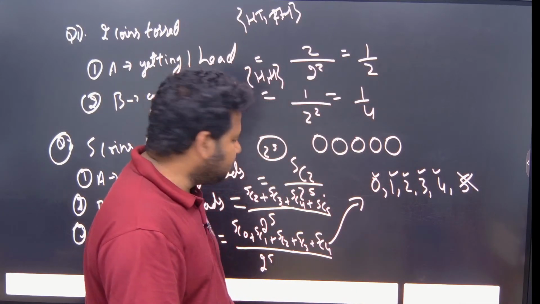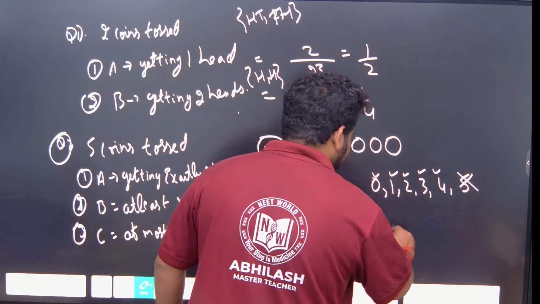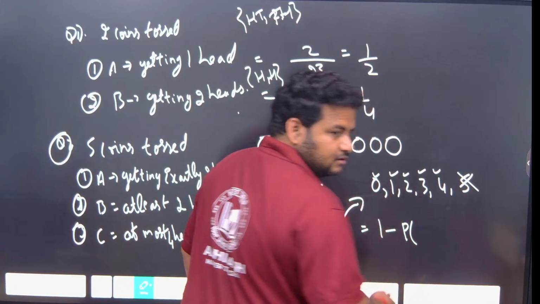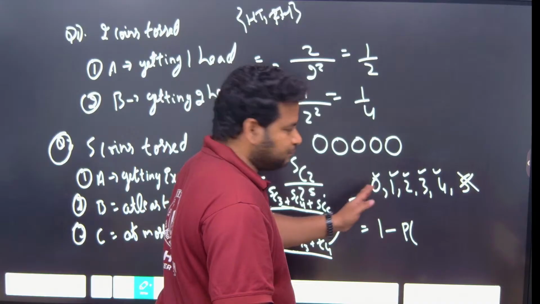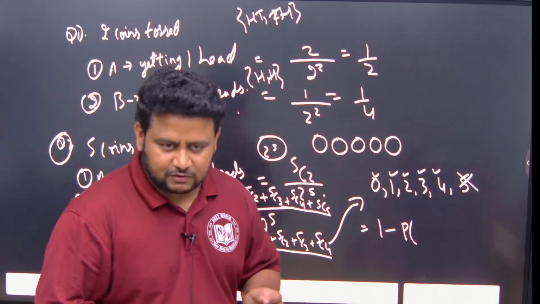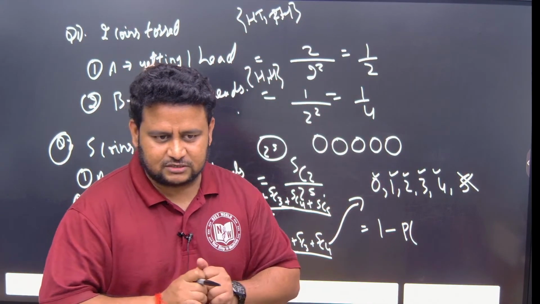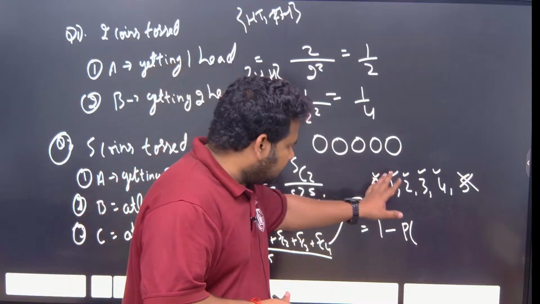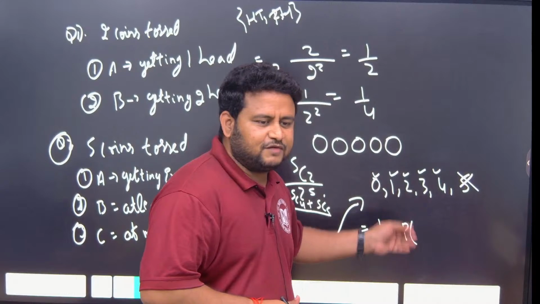For this, instead of writing all this, I can write it as 1 minus the probability of getting 5 heads. At most 4 heads means it can be 0, 1, 2, 3 or 4 heads. But I don't want 5. That means 1 minus the probability of getting 5 heads.